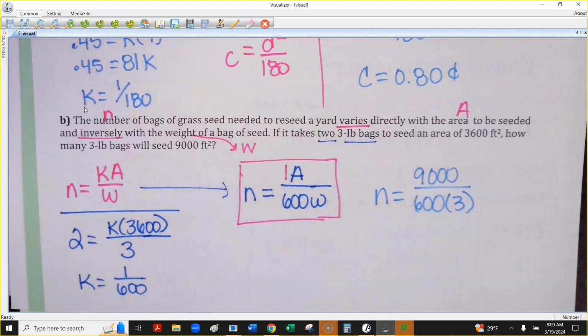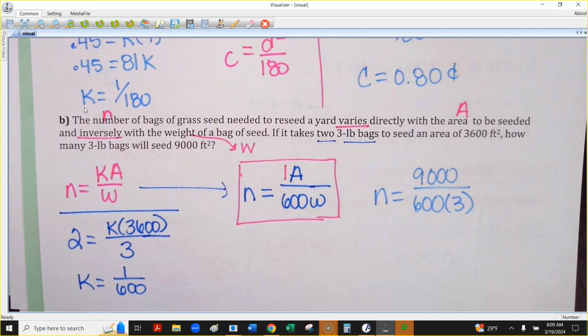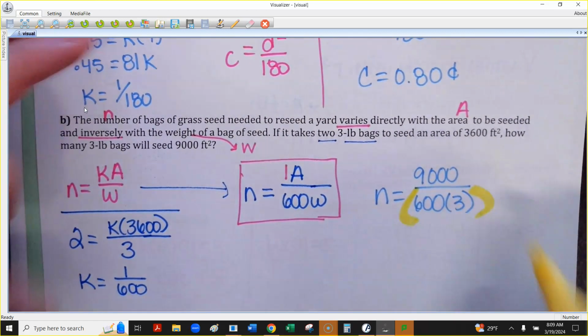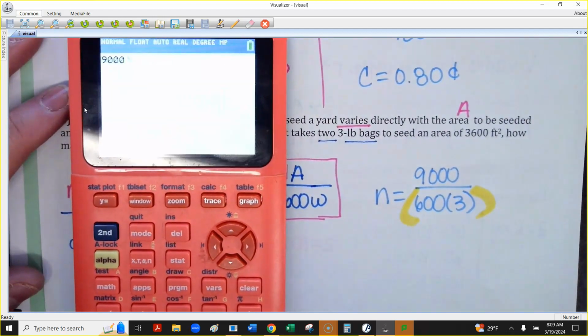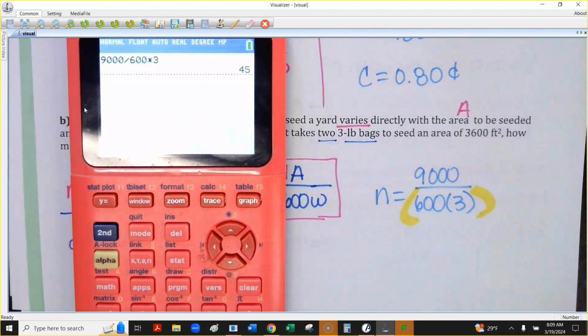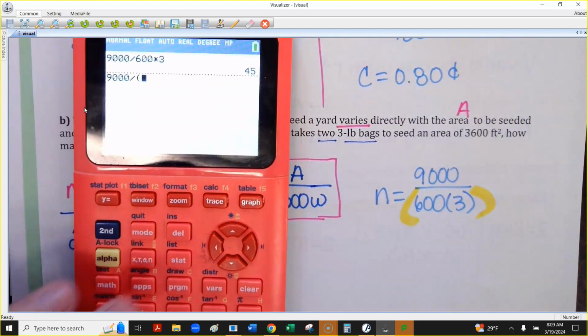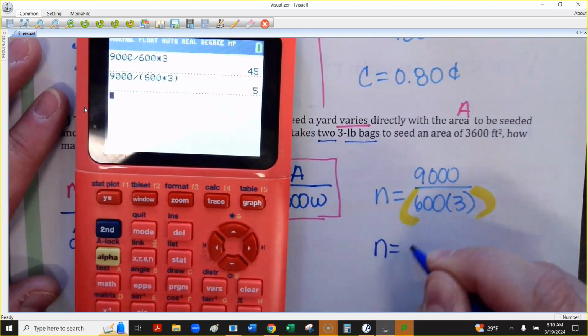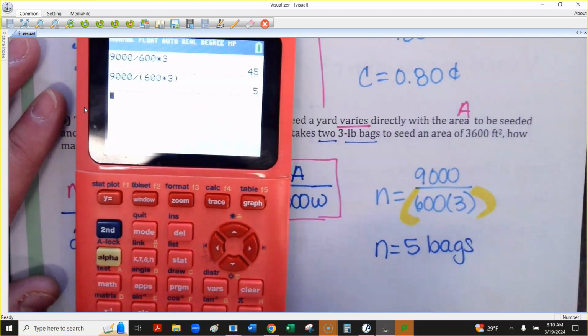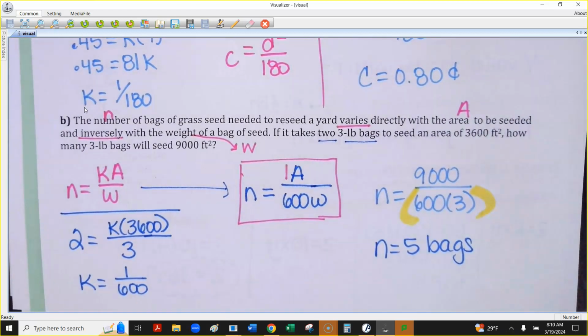Now, if you do this, do me a favor real quick. Make sure you put parentheses around the bottom. If you just type in, I'll show you, this is the wrong answer. If you just type in 9,000 divided by 600 and then times 3, that's what the calculator does. It does 9,000, it divides it by 600, and then it multiplies it by 3. So you want to figure out that product in the bottom before the division. So just put that 600 times 3 in parentheses. So it should only be 5 bags here. Is anybody having a question?